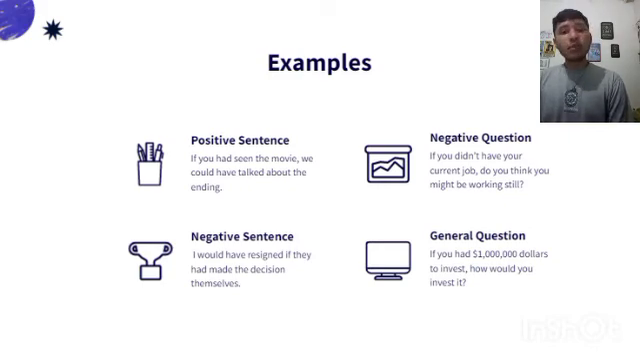So watching the movie is something that happened in the past, and then the eventual talking is also set in the past. The negative sentence: I would have resigned if they had made the decision by themselves. In this case, we use the second structure that we talked about earlier. And in the negative question, if you didn't have your current job, do you think you might be working still?